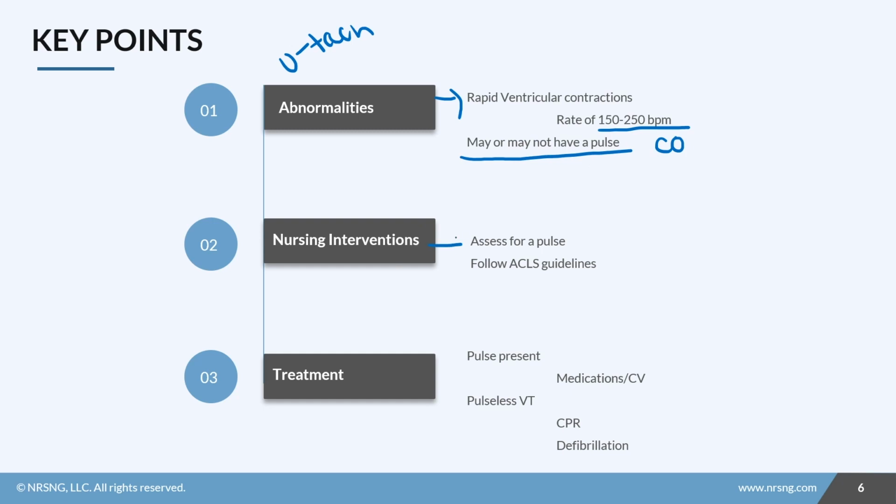Nursing interventions, first thing you've got to do is assess the pulse. And then you follow ACLS guidelines. If the pulse is present, we can do amiodarone or a synchronized cardioversion. If they do not have a pulse, they are basically dying on you, do CPR, defibrillate them, give them epi, do whatever you've got to do to save their life.